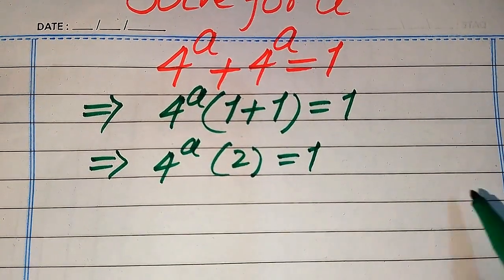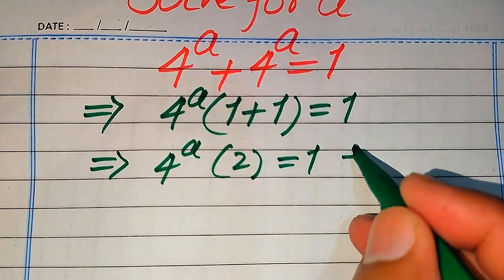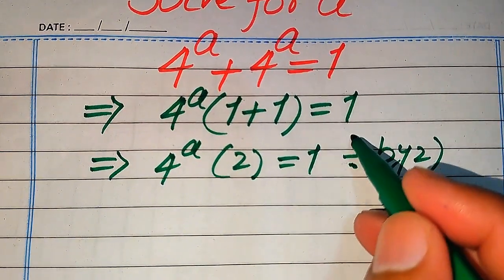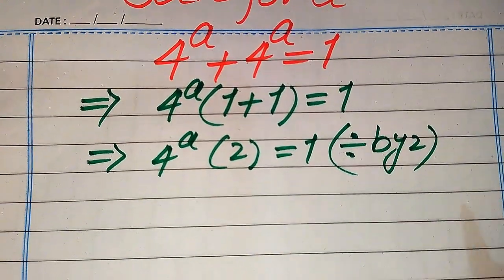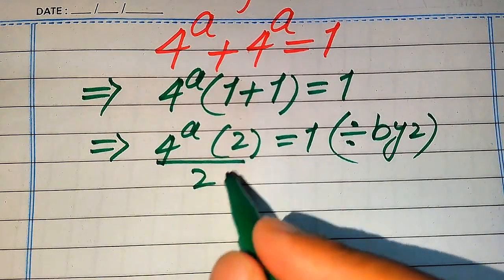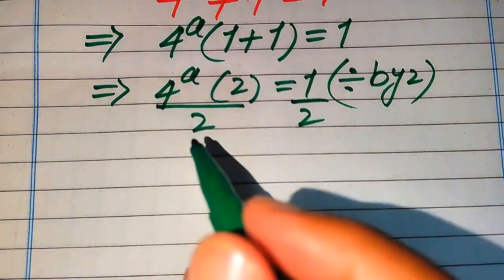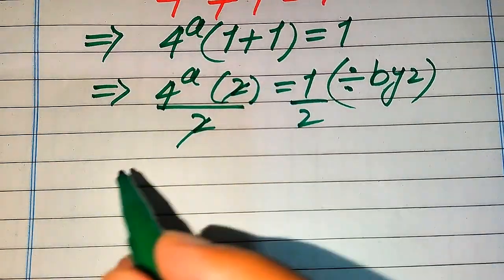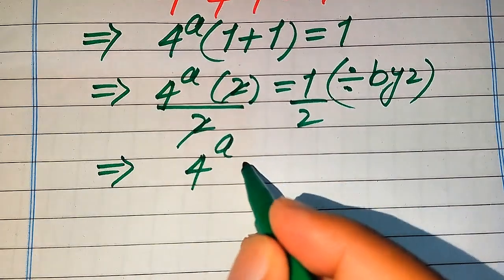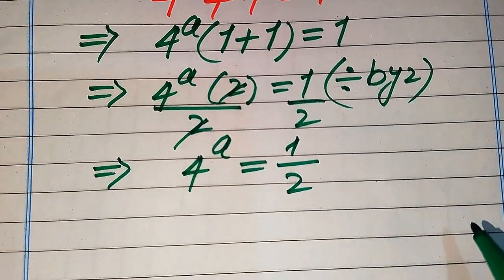Now in the next step we need to move this 2 to the right hand side. For this we divide both of the sides by 2. When we divide both sides by 2, it is written as 4 to the power of a multiplied by 2 divided by 2 equals 1 divided by 2. You see this 2 is cancelled out by this 2, and we obtain 4 to the power of a is equal to 1 divided by 2.